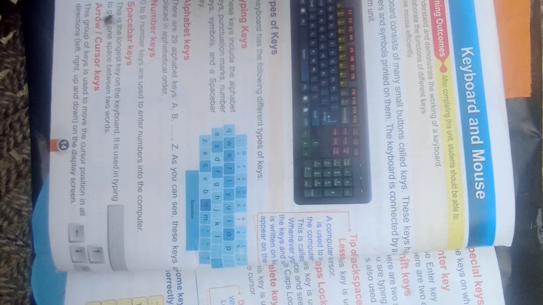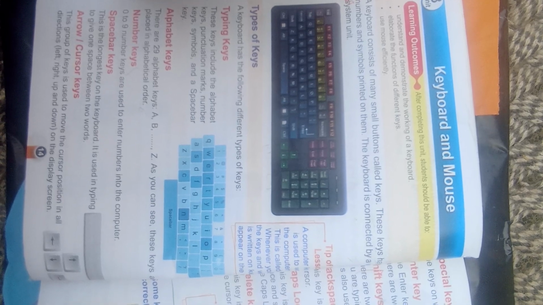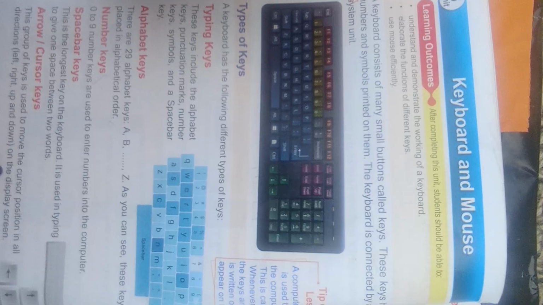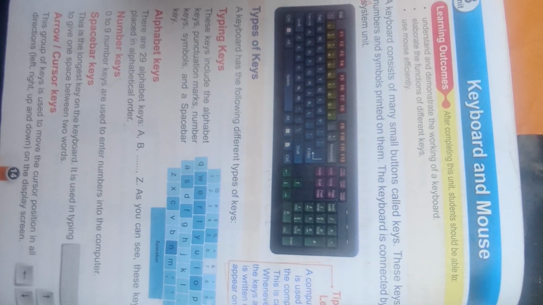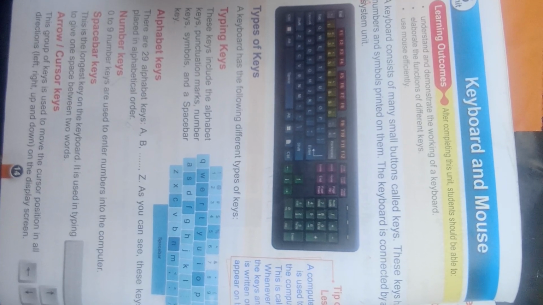Types of keys. A keyboard has the following different types of keys. Typing keys. These keys include the alphabet keys, punctuation marks, number keys, symbols, and a space bar key. Alphabet keys. There are 26 alphabet keys, A, B, and so on till Z. As you can see, these keys are not placed in alphabetical order. Number keys. 0 to 9 number keys are used to enter numbers into the computer.